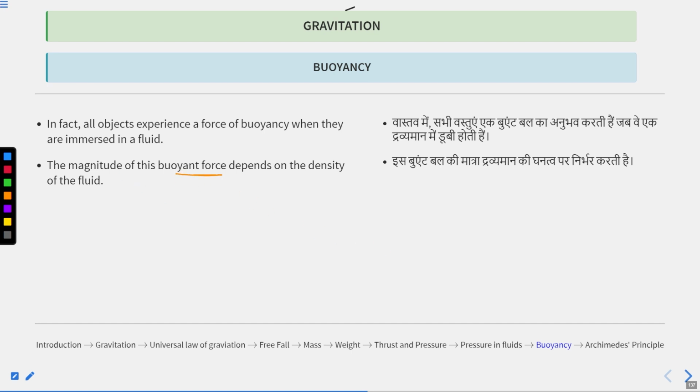The magnitude of buoyant force depends on the density of the fluid. What is density? Density is mass divided by volume. Okay, this is density. So a normal plastic ball has very little mass and its volume is large, so its density is very low. And the density of water is very high. So whenever you try to push a plastic ball inside the water, its density is very low and the density of water is very high, so you will experience a very high upward or buoyant force because of the density.